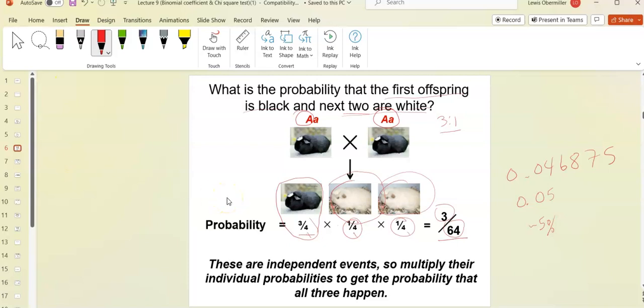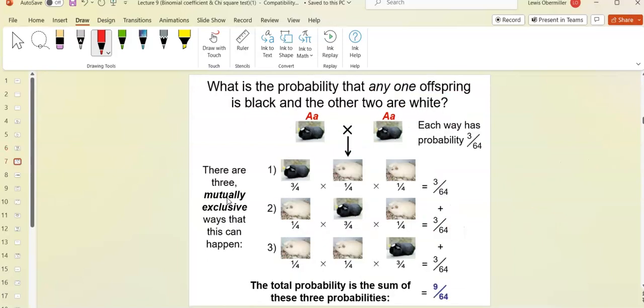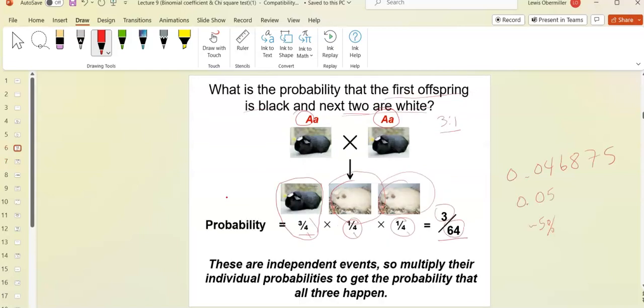So remember, these are independent events. No event that previously occurred has any bearing on any event after that. And so let's change this up a little bit and say, what's the probability of any one offspring is black and the other two are white? So this is different than this question, right? This says this is an exact order. These are independent events. Number 1 has to be black, right? There's no other option. Number 2 has to be white. Number 3 has to be white. These are all independent events from one another.